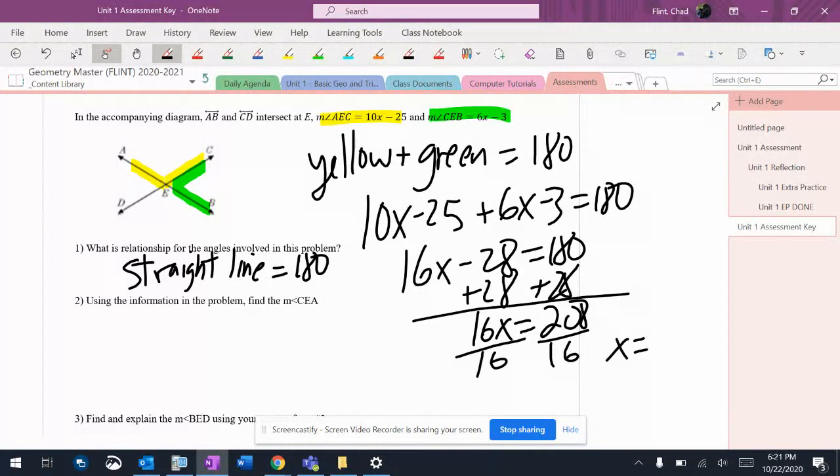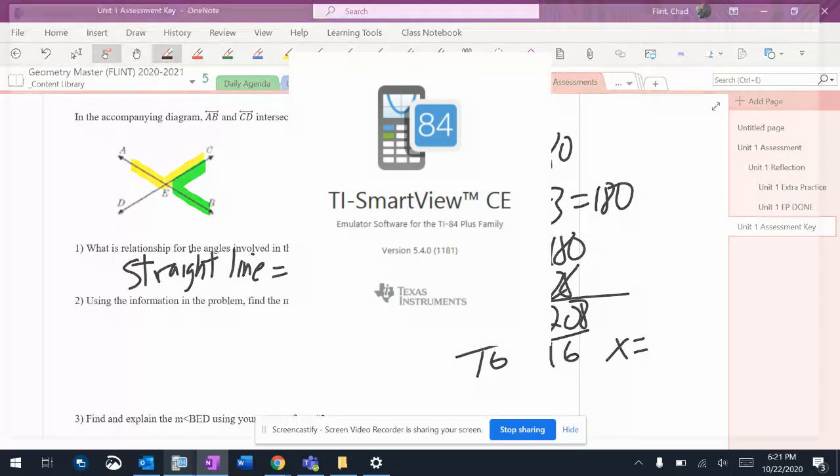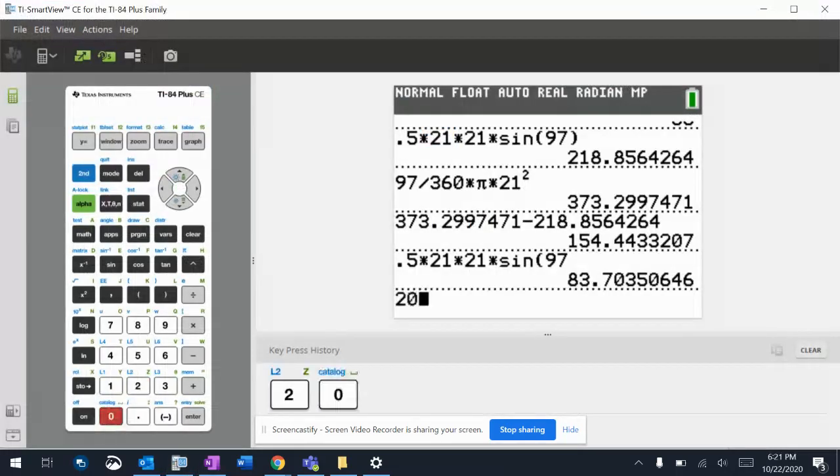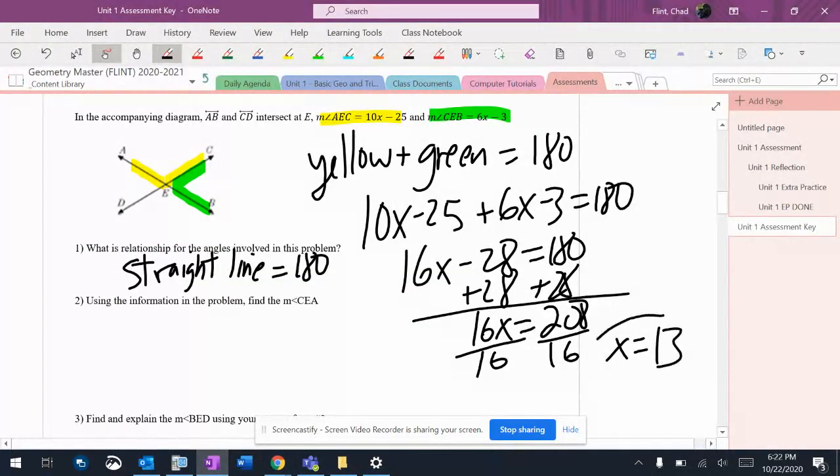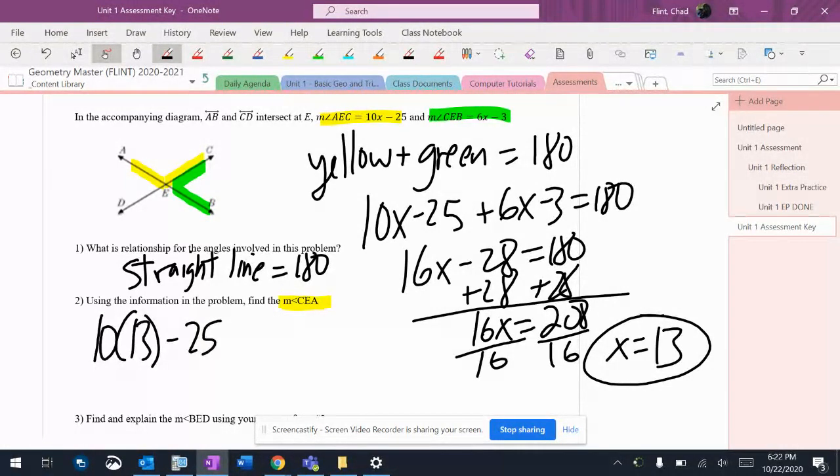And let's see. My calculator is still starting. So we'll let that start, and then I'll be able to do it. So 208 divided by 16. 13. Again, that's not where I stop unless it happens to say x. It wants CEA. Well, CEA is the yellow one from looking at the picture there. So I plug that 13 into the yellow one, which is 10 times 13 minus 25, 105.